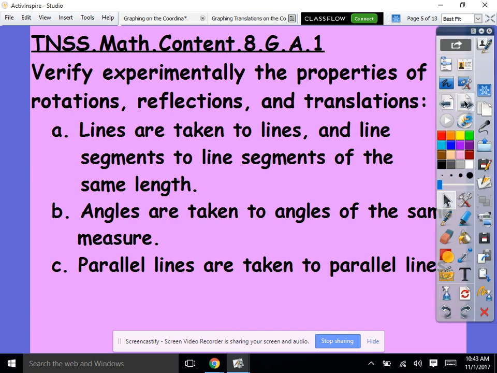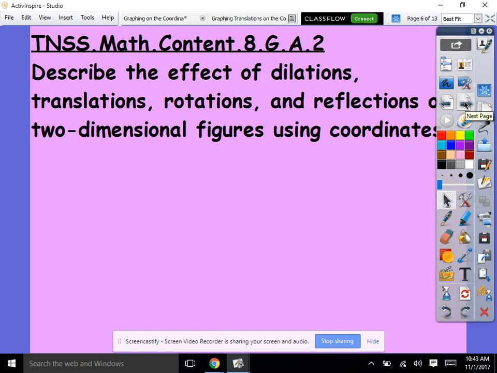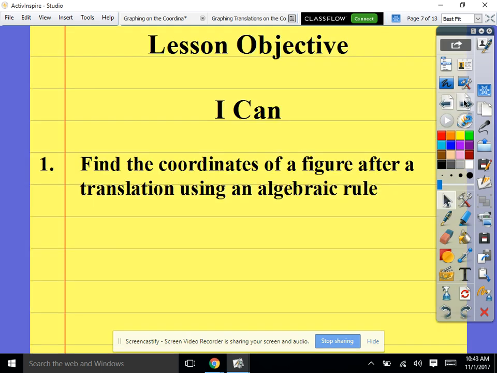Another standard for today's lesson is to describe the effect of dilations, translations, rotations, and reflections on two-dimensional figures using coordinates. Your lesson objective that you need to write down: I can find the coordinates of a figure after a translation using an algebraic rule. So you'll need to pause the video and write that down.